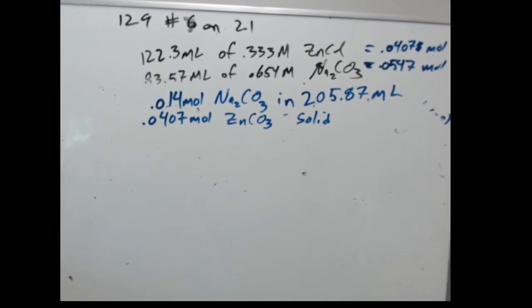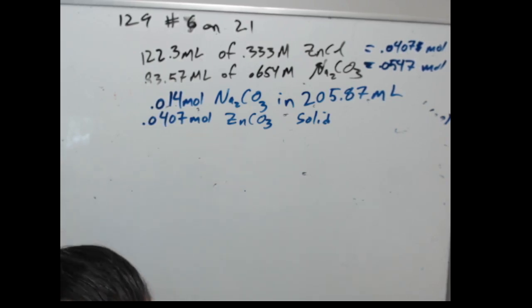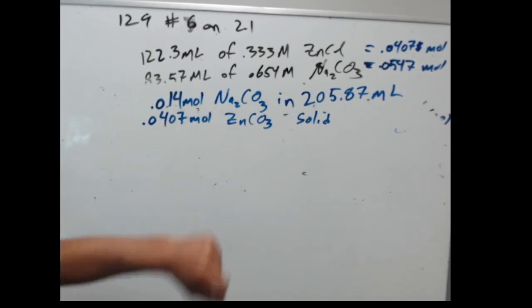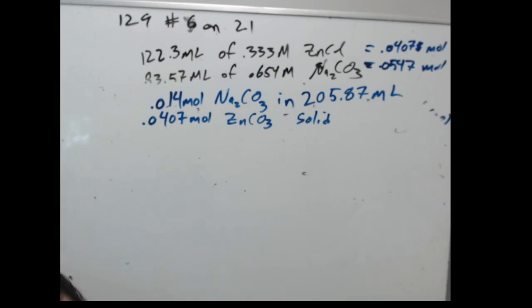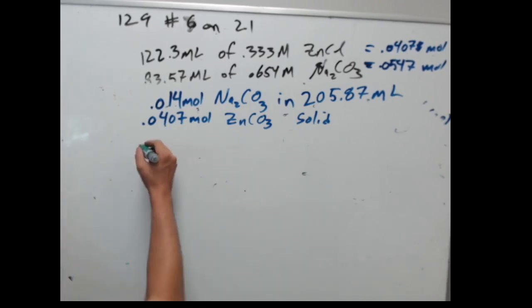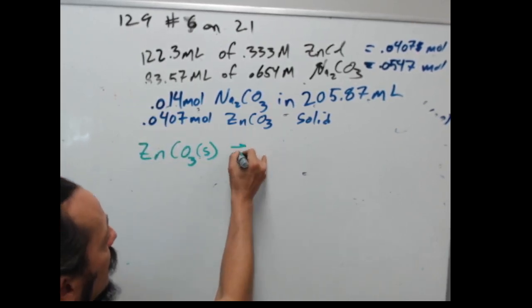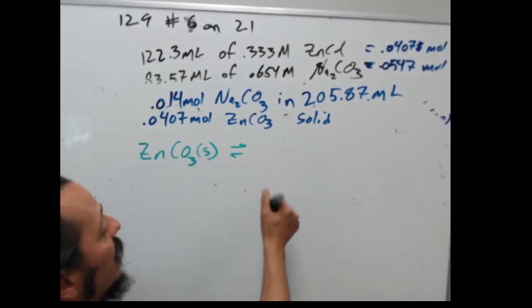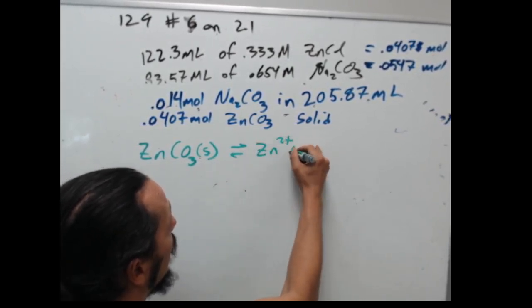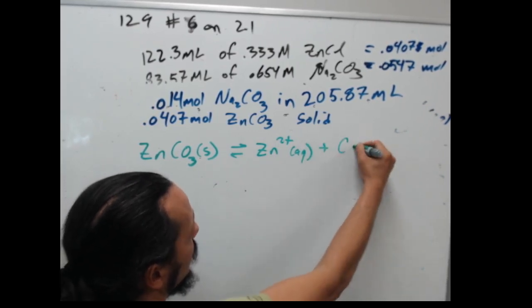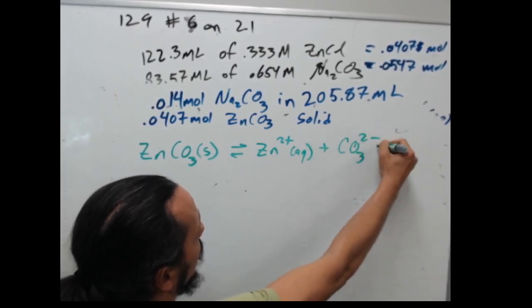Okay, now we have to do the equilibrium. We know that the zinc concentration should not be 0. Where does the zinc get into solution? From these two things that are left over, how do we get zinc into solution? The solid? The solid must be dissolving some. So I'm going to have my zinc carbonate solid dissociating now with some equilibrium into zinc 2 plus aqueous and CO3 2 minus aqueous.